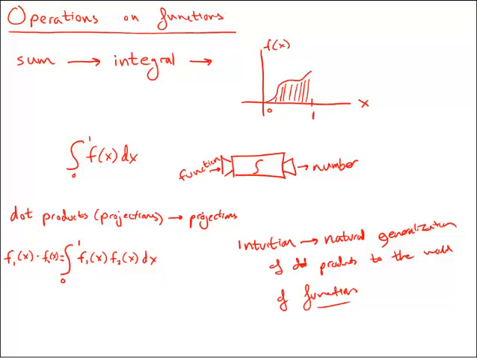So for our sum operation, we were adding together a bunch of elements. That becomes an integral. In the dot product operation, we were adding together a bunch of these products. But remember, each product was just a number. So it was a sum of a bunch of numbers. Therefore, in the function world, we're just doing an integral of these products. Hopefully that makes sense.